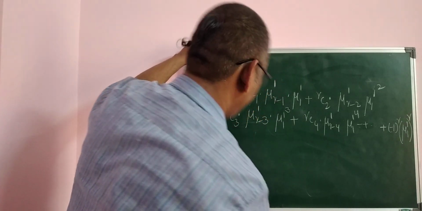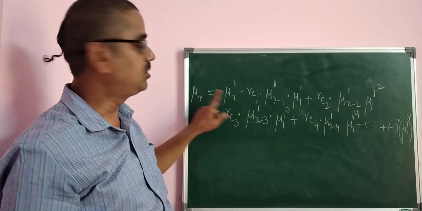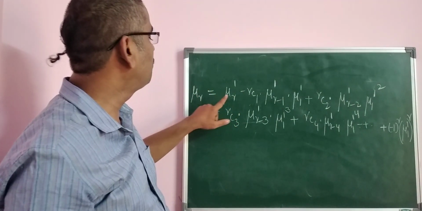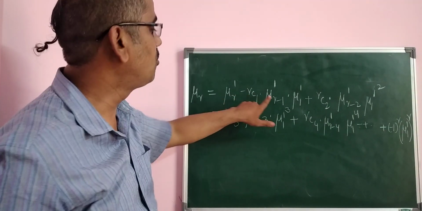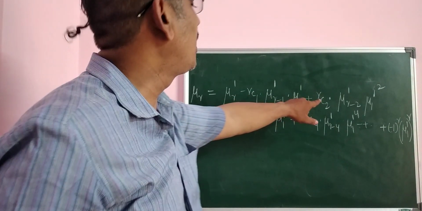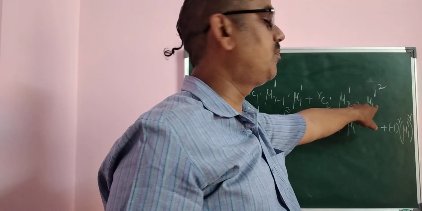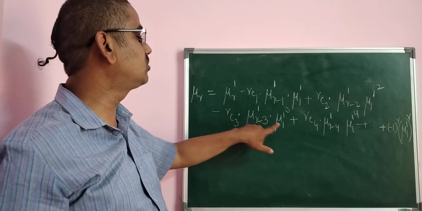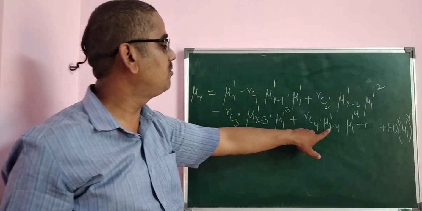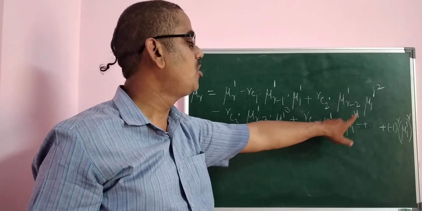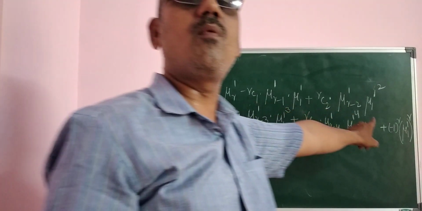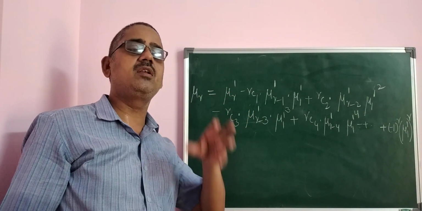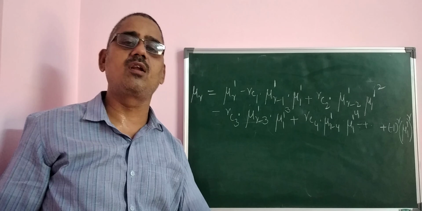I read again. Mu r is equal to mu r dash. These are the central moments, and mu r dash are the non-central moments. Mu r is equal to mu r dash minus rC1, mu r minus 1 dash, mu 1 dash, plus rC2, mu r minus 2 dash, mu 1 dash square, minus rC3, mu r minus 3 dash, mu 1 dash cube, plus rC4, mu r minus 4 dash, mu 1 dash power 4, plus and so on, plus minus 1 whole power r, mu 1 dash whole power r. So this is the relation between central moments in terms of the non-central moments.